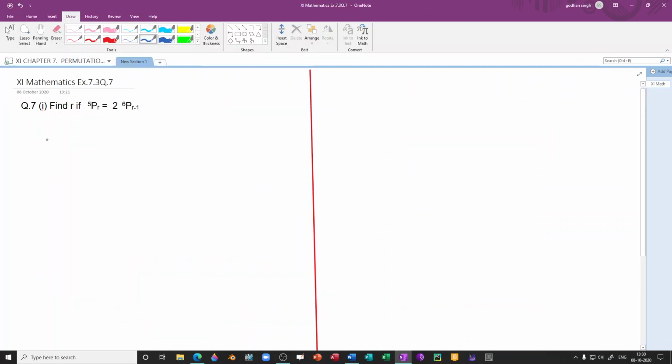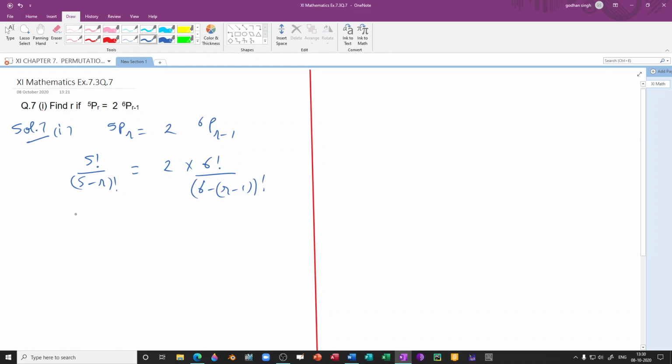Exercise 7.3, question number 7. Find r if 5Pr equal to 2 into 6P(r minus 1). So solving question number 7, first part. So 5Pr is equal to 2 into 6P(r minus 1). Applying the formula of nPr, we will be getting here 5 factorial over 5 minus r whole factorial equal to 2 into 6 factorial over 6 minus, in bracket, r minus 1 whole factorial.